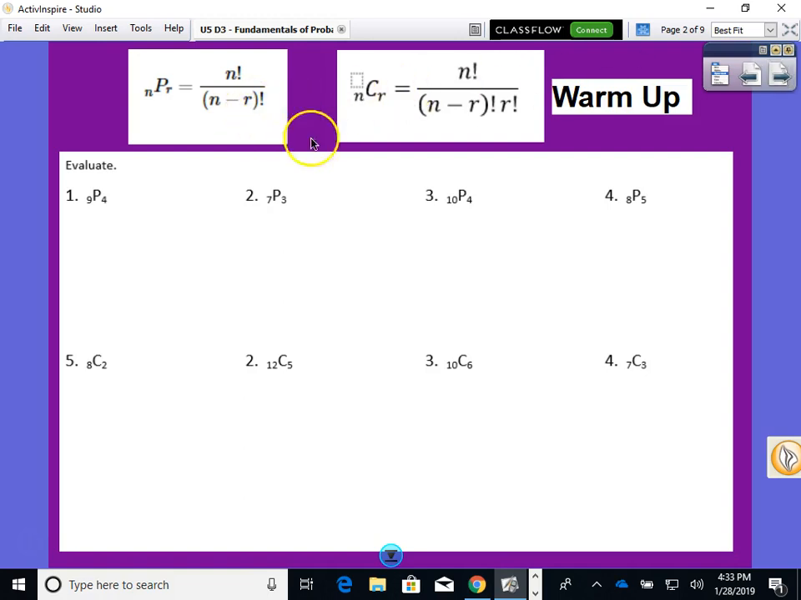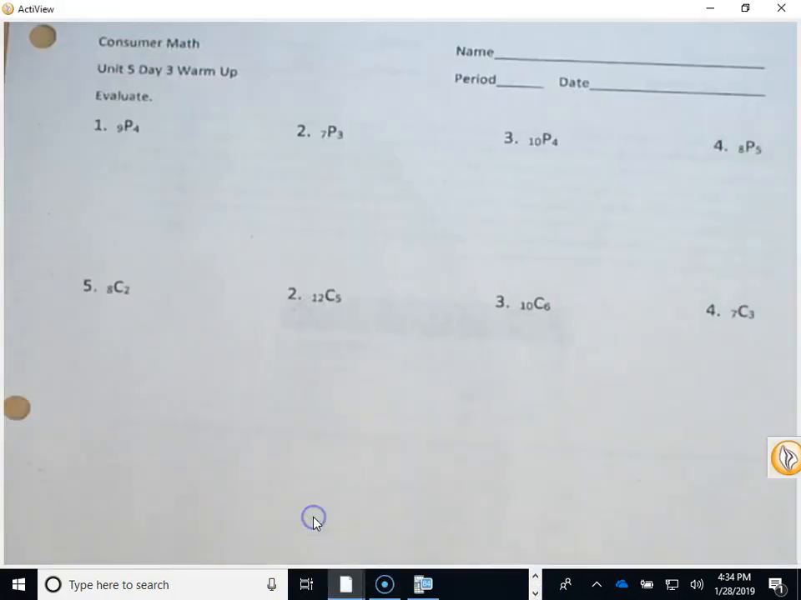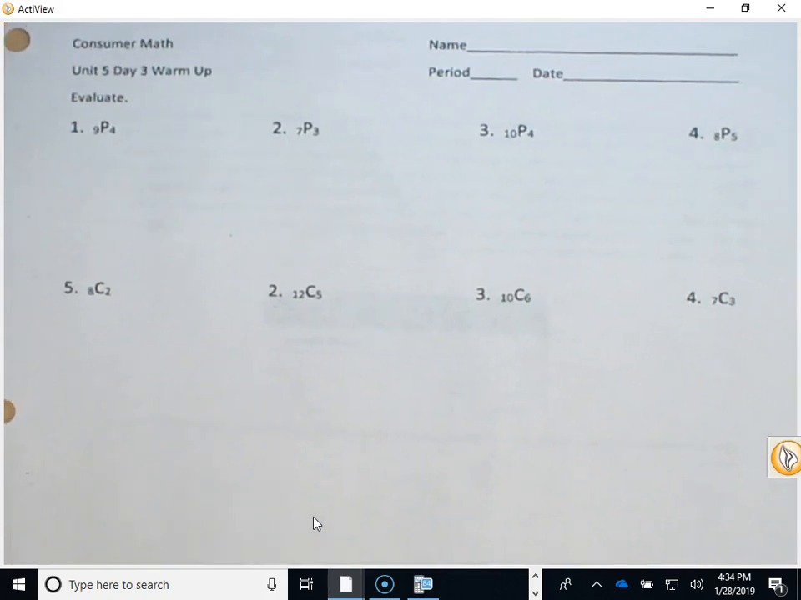Here are the formulas that we could use, but also understand that the calculator can just do it all for you. And I taught you guys how to put it in. When I go over this in a minute, I will show you how to put them in the calculator as well. So for number one, let me go ahead and put my document camera up real quick. I'm going to do it on my doc camera instead. So for number one, it's 9 permute 4.